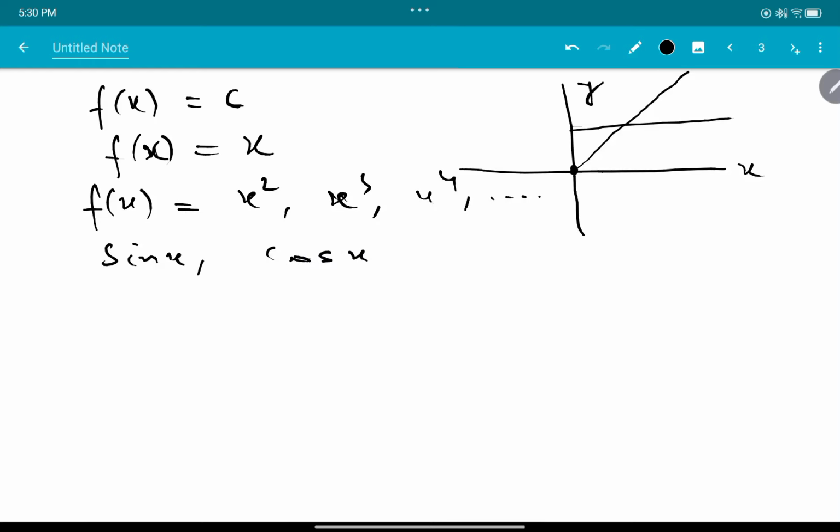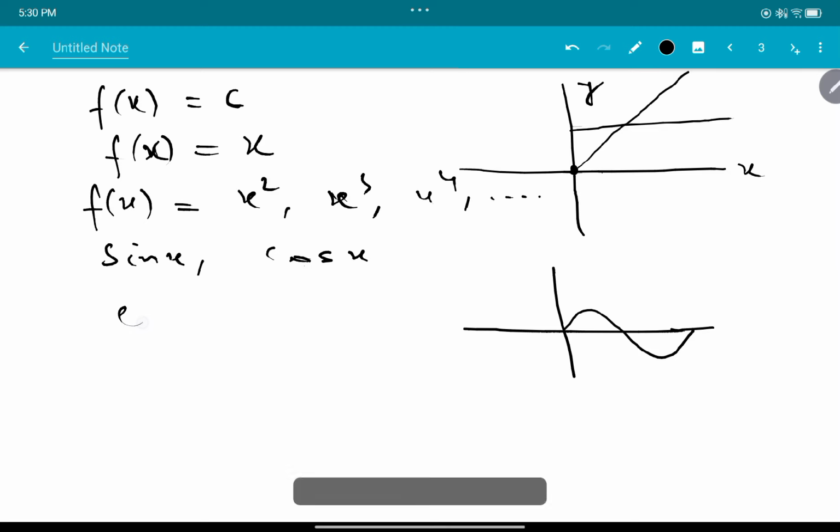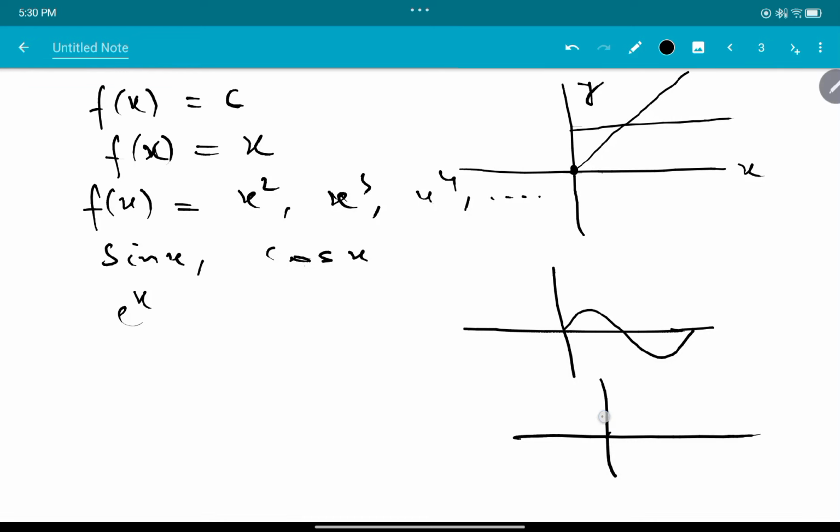Sine x, cos x, you can see for yourself the graph of sine x, for example, it is continuous. Nowhere is there any gap, nowhere is there any hole or discontinuity. Same is the case with cos x. This too is continuous. e raised to x, that too is continuous. Here is the graph of e raised to x: at x equal to 0, e raised to x is 1, and then as x increases, e raised to x increases rapidly.